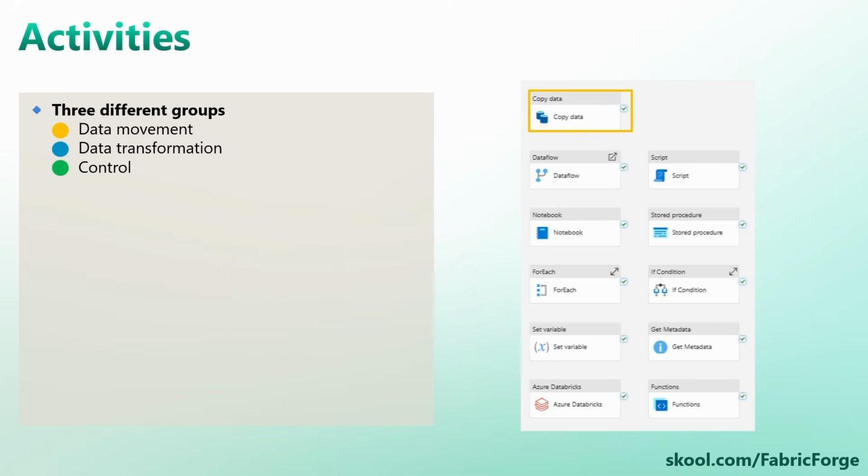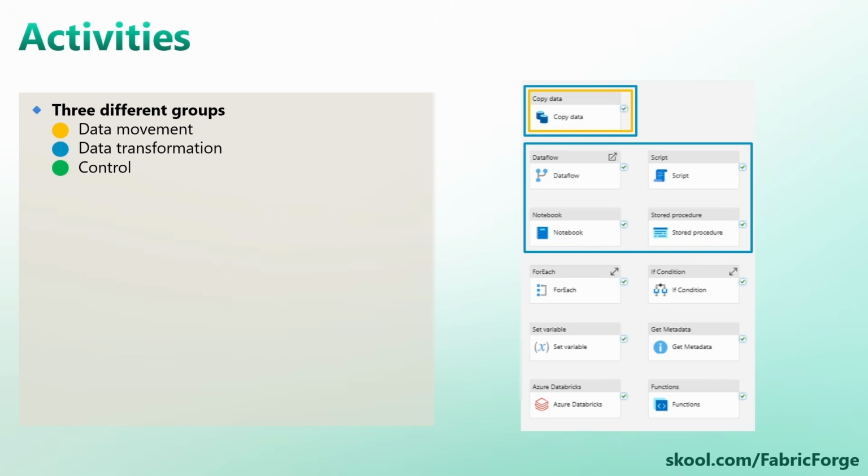Then we have those data transformation activities that include activities that do some type of data transformation, like executing Fabric notebooks and data flows or running stored procedures or SQL scripts. But the confusing thing is that copy data is also considered to be part of this category as well.